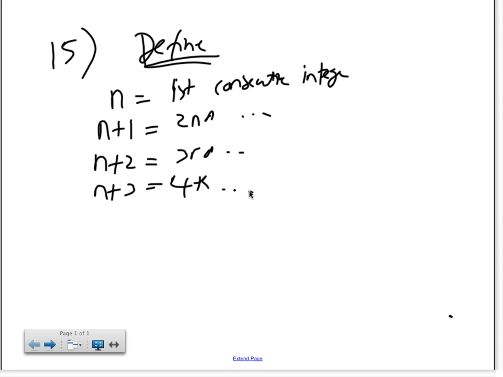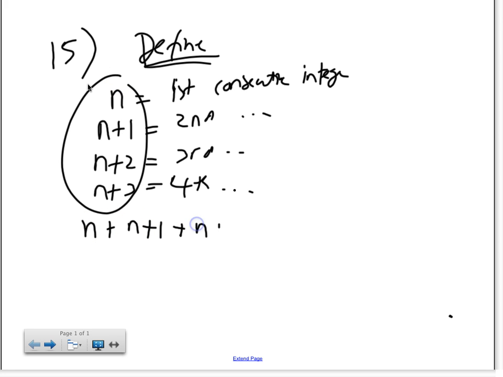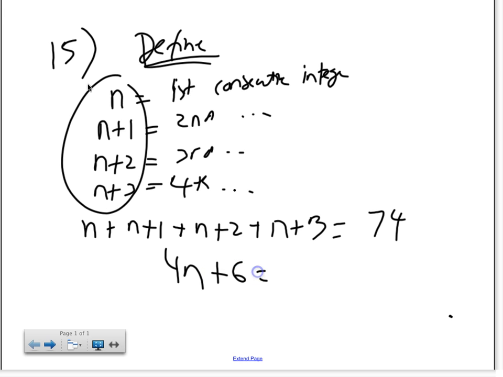And then I ask you to write an equation. So same exact thing again. I take all 4 right here. N plus 1 plus n plus 2 plus n plus 3 equals the sum of 74. That's my equation. Combine all the variables: 1n, 2n, 3n, 4n. All the numbers: 1 plus 2 is 3, 3 plus 3 is 6. Equals 74. And I solve it the same way.